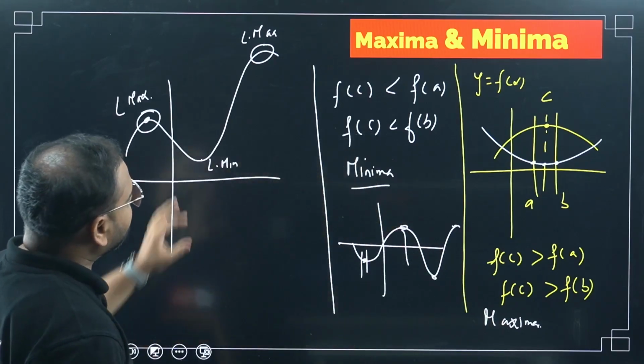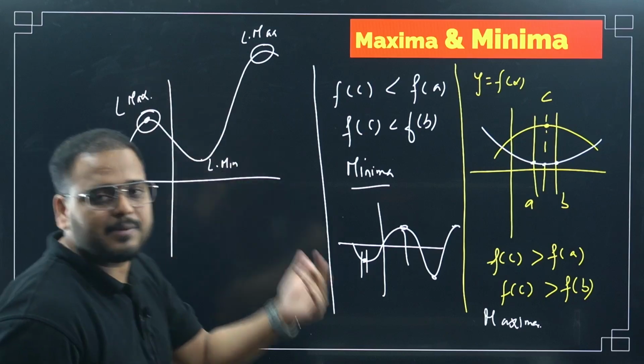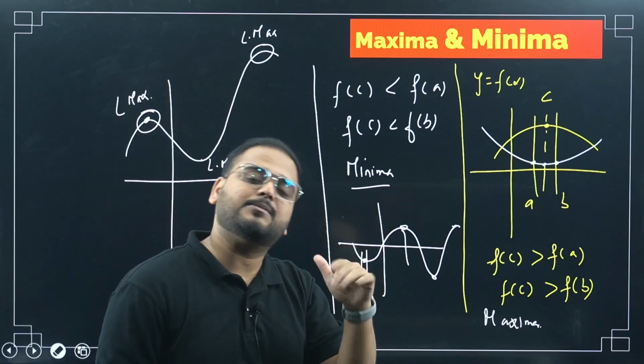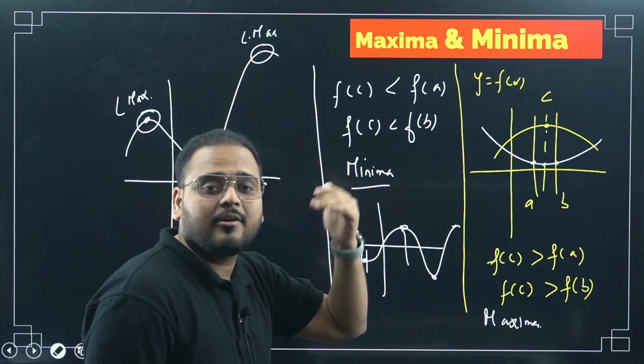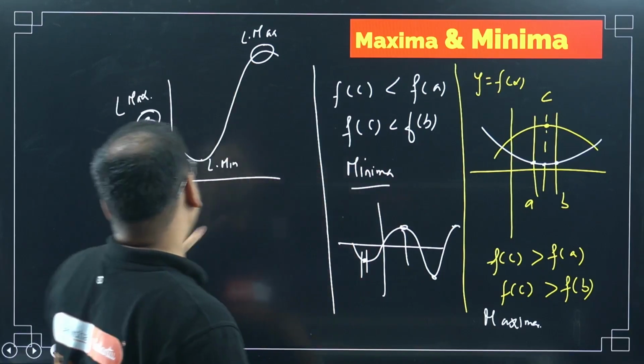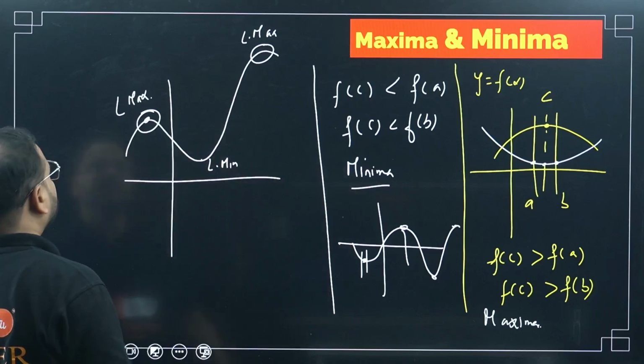So if you don't mind, I would like to erase this. It's simple, right? We can call the maxima absolute or global when it is highest in the entire domain. When it's the lowest in the entire domain, I can call it absolute minima. So let me erase this part.